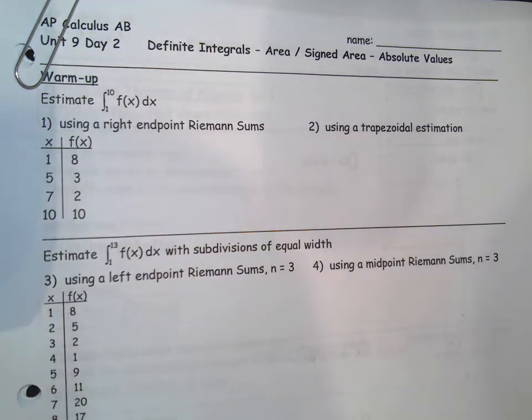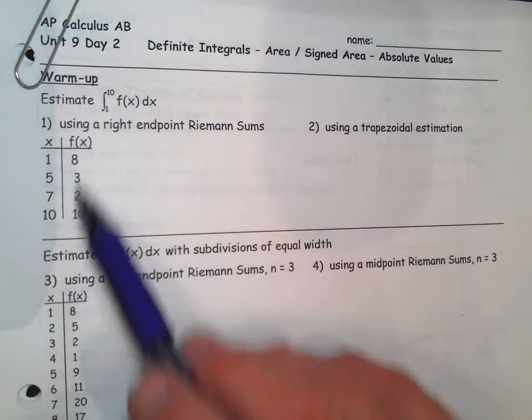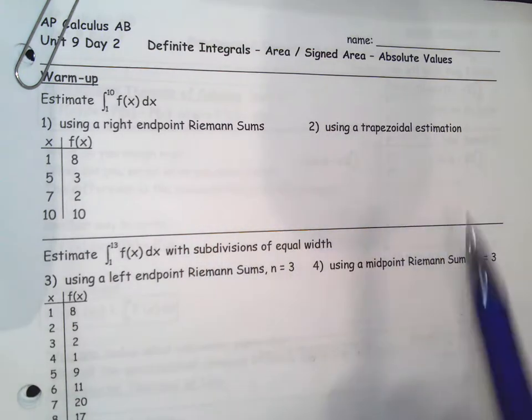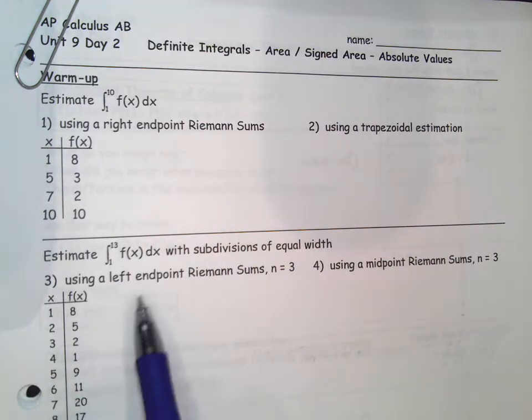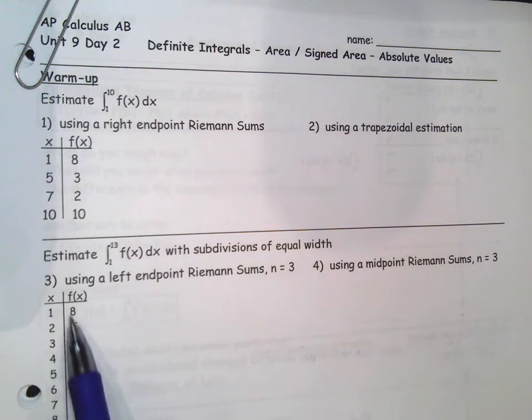Write Riemann sum using all the values in the table for 1 and 2, trapezoidal. And then number 3 and 4, using whatever values from this table that makes sense with the number of subdivisions and the approach. So pause the video, try these out yourself, see if you're getting the hang of it on your own.